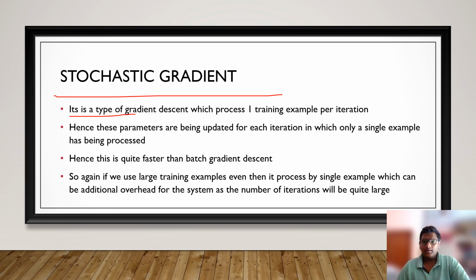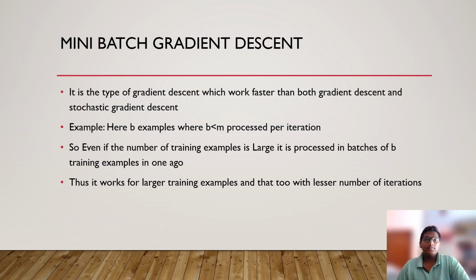So moving to the next slide. Mini batch gradient descent is a type of gradient descent which works faster than both batch gradient descent and stochastic gradient descent. For example, here B examples are processed per iteration, where B is less than M. So even if the number of training examples is large, it is processed in batches of B training examples in one go. Thus, it works for larger training sets with a lesser number of iterations.